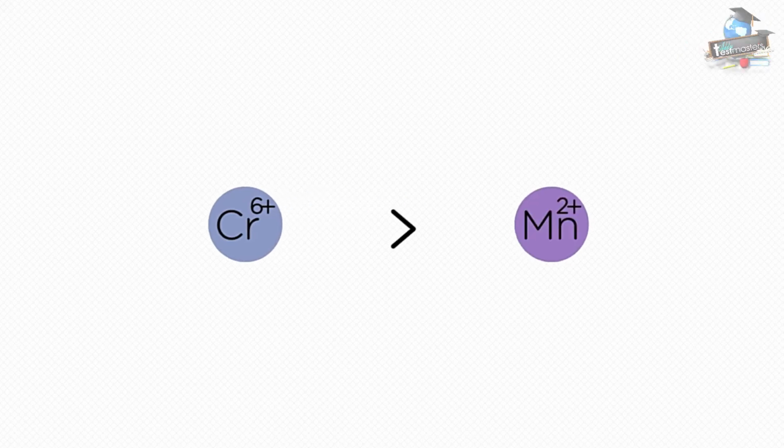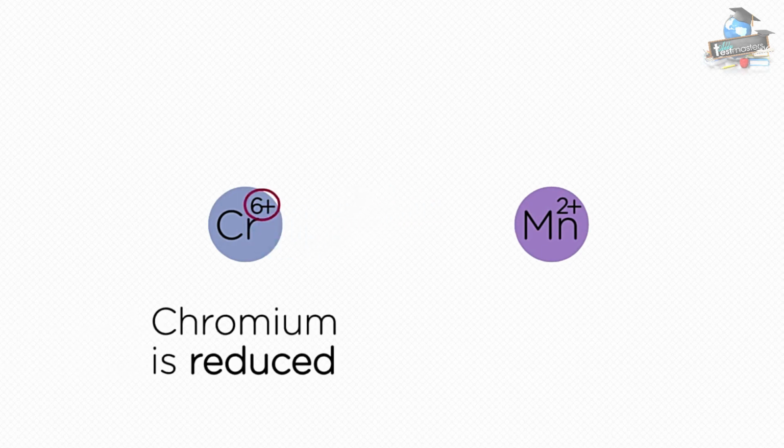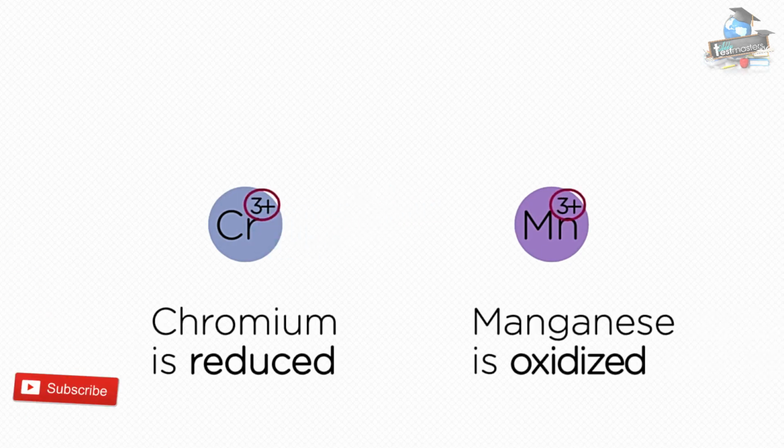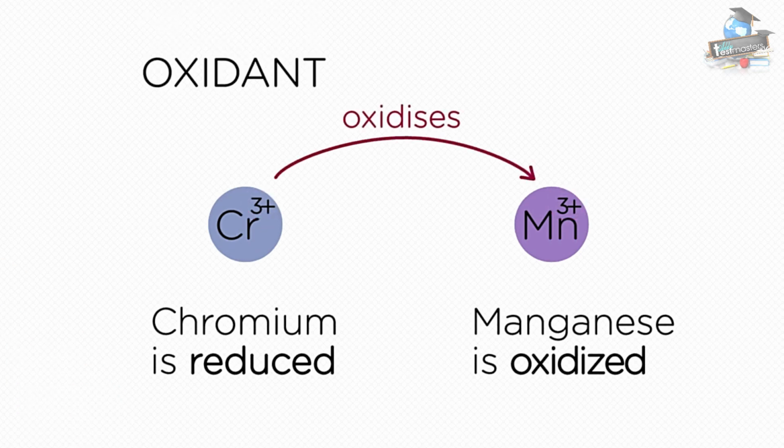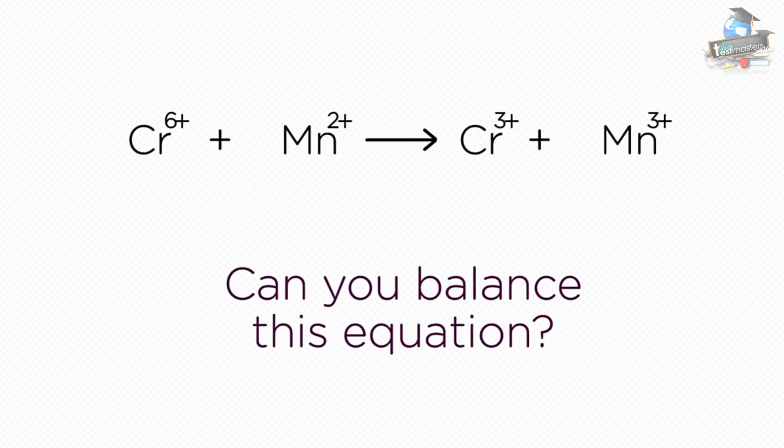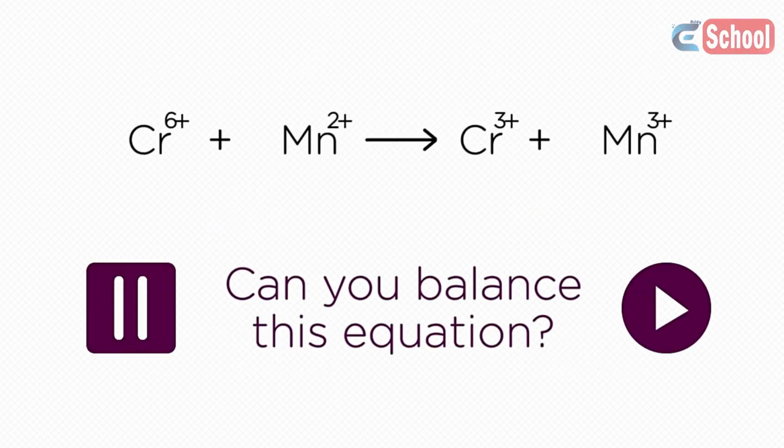When a highly charged metal, like Cr6+, reacts with a less highly charged metal, let's say Mn2+, it takes electrons. Chromium is reduced and manganese is oxidized. If we look at this from the perspective of chromium, chromium is doing the oxidizing, making it an oxidant. In the same way, manganese reduces chromium to Cr3+, which is a stable oxidation state. Can you balance this equation? Pause the video whilst you work it out.